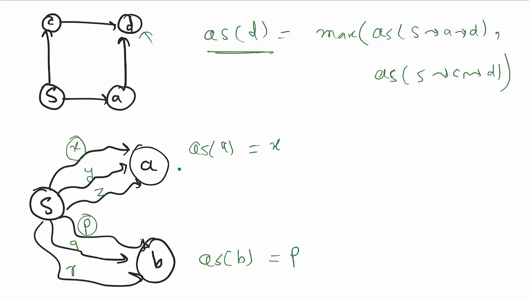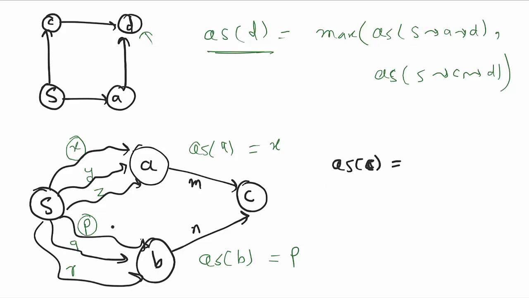Now, we are asked to find the quality score of, let's say, C. Now, let's say that A to C has some edge weight, which is P, or P is already used, so let's assume it to be M. And let's say that B to C has some edge weight N. Then what will be the quality score of C?